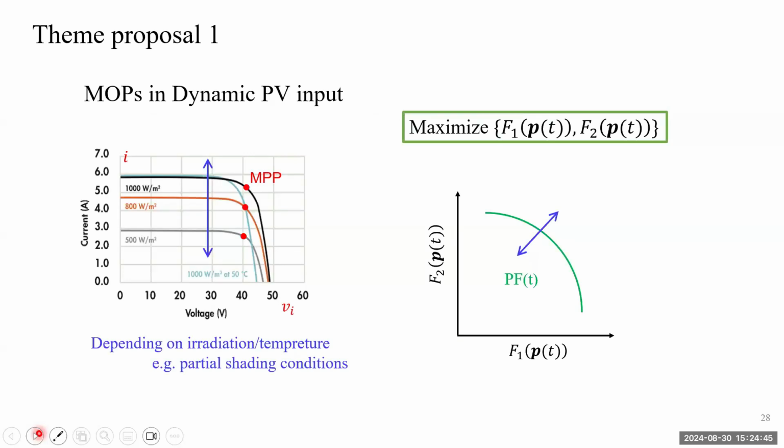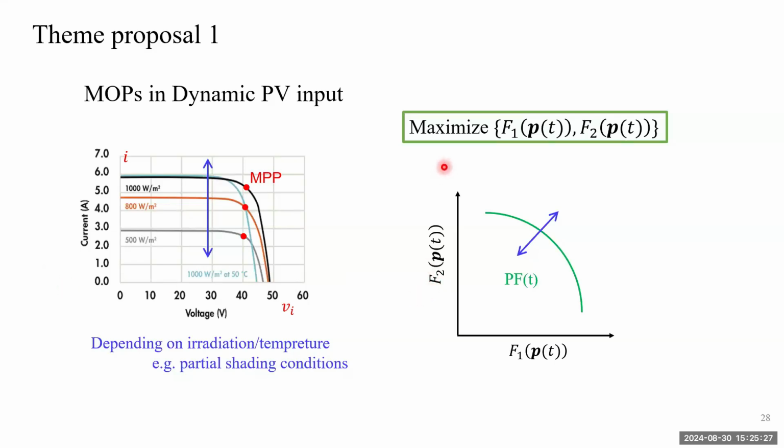Here, we propose theme 1 for future study. That is multi-objective optimization problems with dynamic PV input. Now we have considered the case of a fixed PV characteristic. But in an actual environment, the voltage-current characteristic varies depending on the external environment, irradiation, and temperature. For example, under partial shading conditions, it moves. The maximum power point also moves. Anyway, the characteristic is time variant.